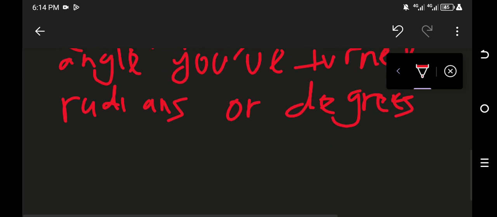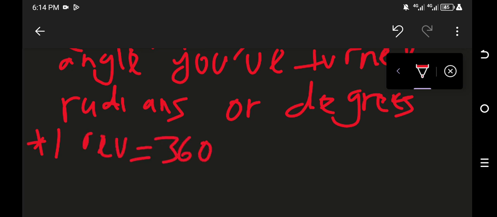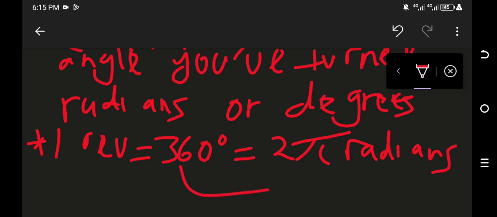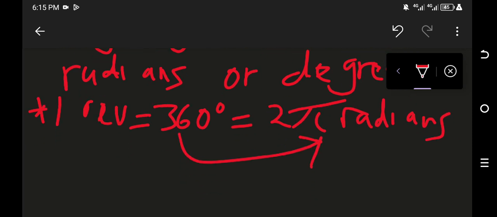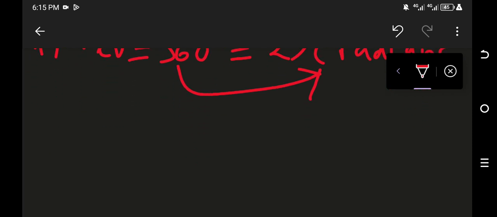And what are these radians? First of all, one revolution is equal to 360 degrees. So one full cycle is equal to 360 degrees, and in radians we can represent it as 2 pi radians. So 360 degrees is equal to 2 pi radians. Remember that.